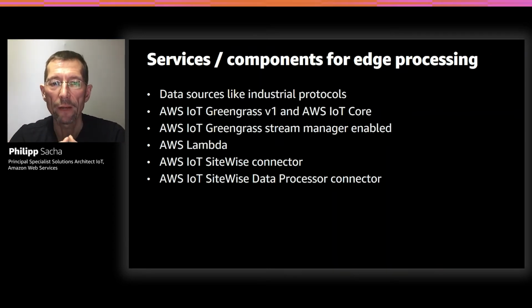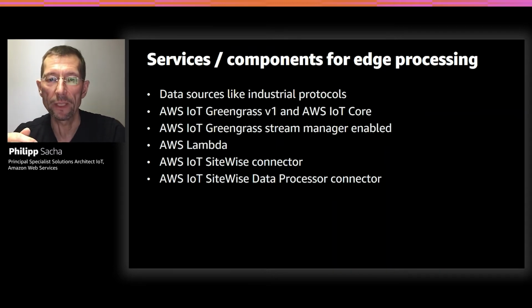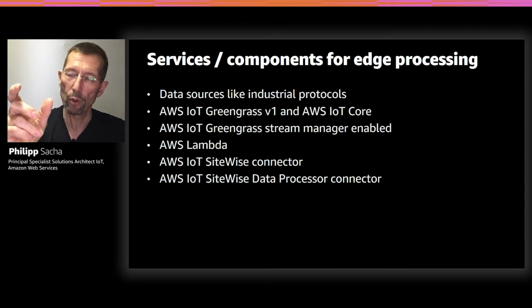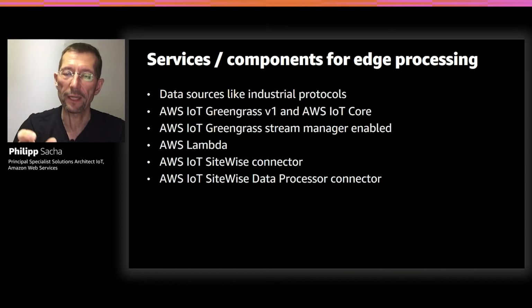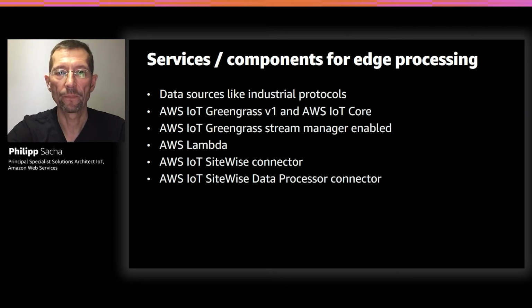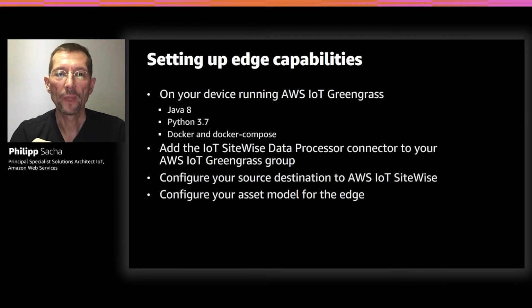What you also need to have is the AWS IoT SiteWise connector. And for SiteWise Edge, you need to have the AWS IoT SiteWise Data Processor connector. That is a component for processing data at the edge and for creating dashboards at the edge.